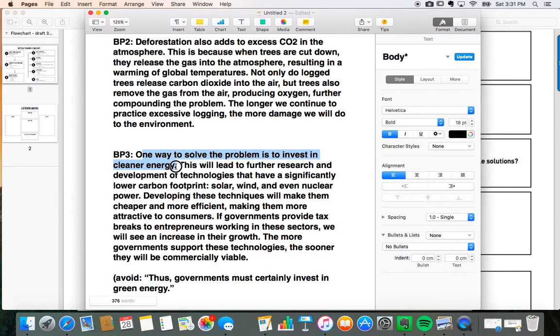All right, so solve the problem, invest in clean energy, and then I explained this will lead to further research and the development of technologies that have a significantly lower carbon footprint. So again, I just wrote the effect. What will happen? Right? If we invest in clean energy, why will it work? Because there will be a development of technologies, and then I get specific: solar, wind, and even nuclear power.